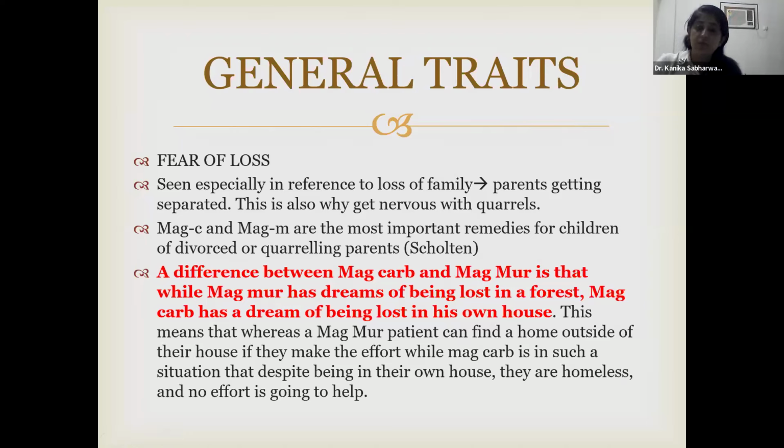Okay, so Mag mur, what do you mean by forest? Here it represents that Mag mur can find or make a home outside. So what does that mean? If my home environment is not conducive, maybe I find that love and affection in a hostel with my dorm friends. Maybe I find that in the future with a partner. But in Mag carb, the issue is so deep rooted that they feel lost despite being in their own house.